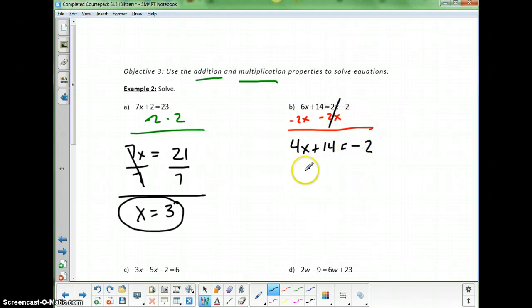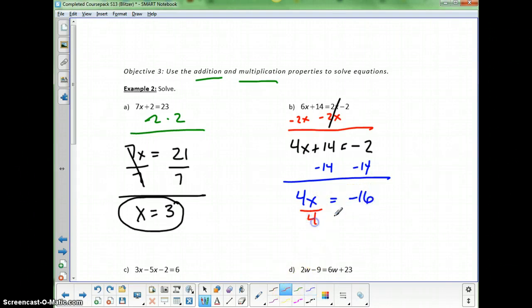Now we're in a similar situation to part A. I know where the x's are. I want them by themselves. That 14's got to go. So we're going to subtract that 14 from both sides to move it. It's going to give me 4x is equal to negative 2 minus 14 is negative 16.